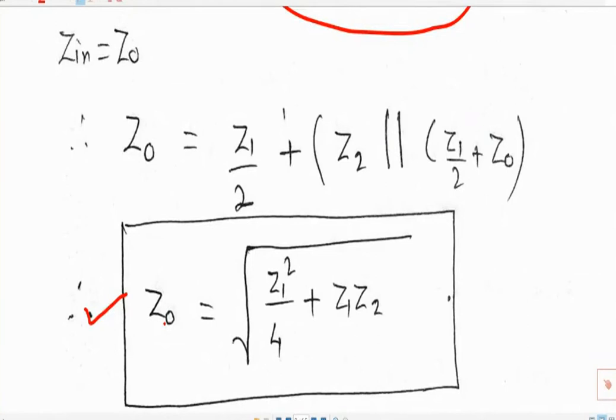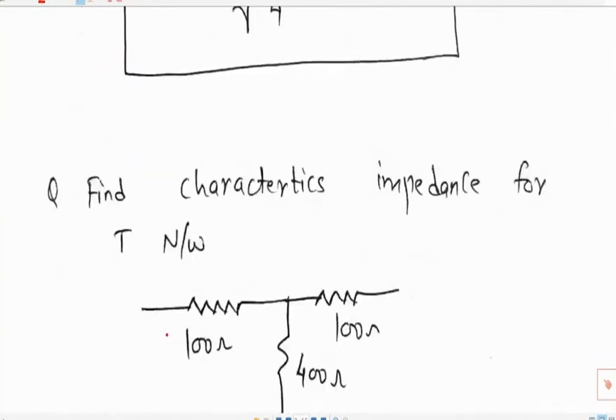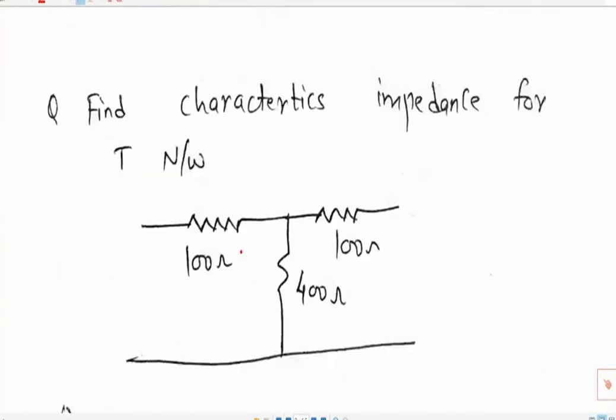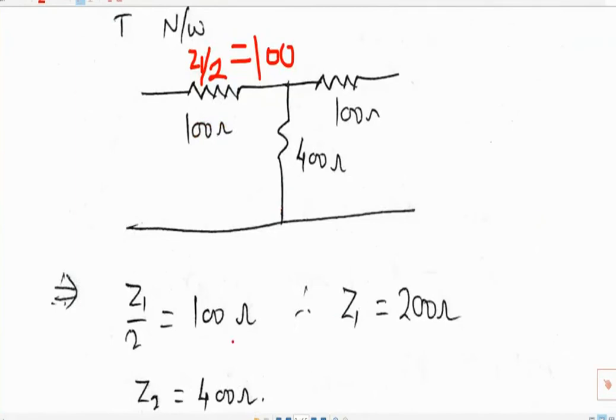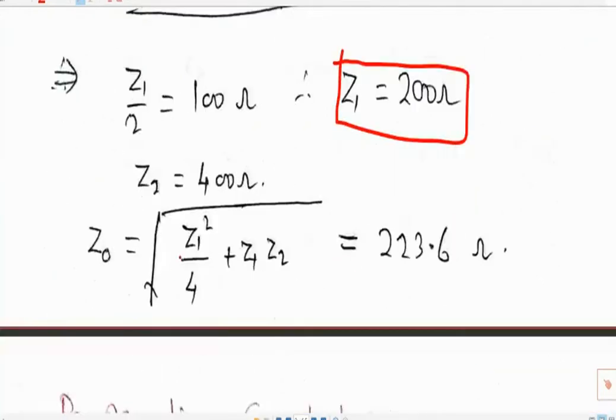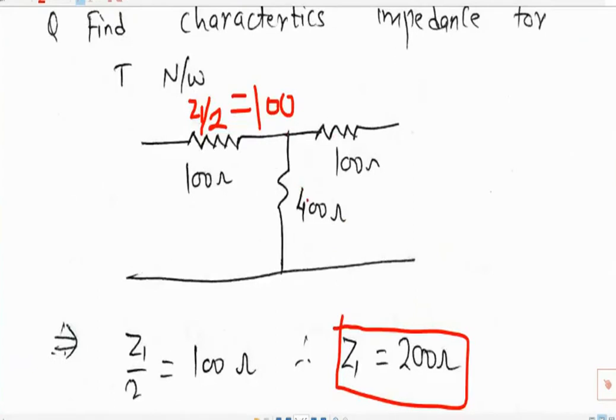Now next, find the characteristic impedance for this T network. Z1 by 2 is 100 here, so Z1 will be 200, and Z2 is 400. We have the formula under root Z1 square by 4 plus Z1 Z2. It comes out as 23.6 ohm. So this is the characteristic impedance for this T network. Simple question.